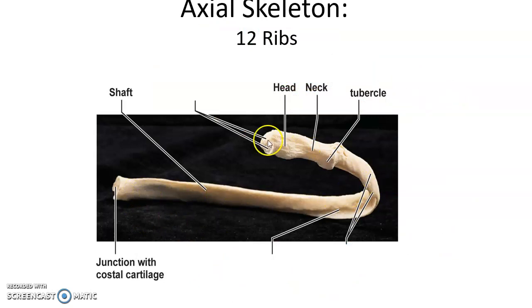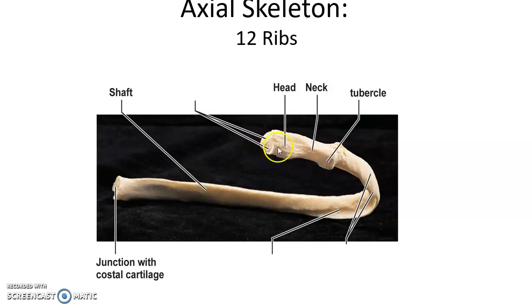Here is a single rib by itself. You will not have to identify the ribs individually. Just know what a rib looks like. A rib has a long shaft, then it curves, leading to a rough bump known as the tubercle, then a region referred to as the neck, and then finally the head.